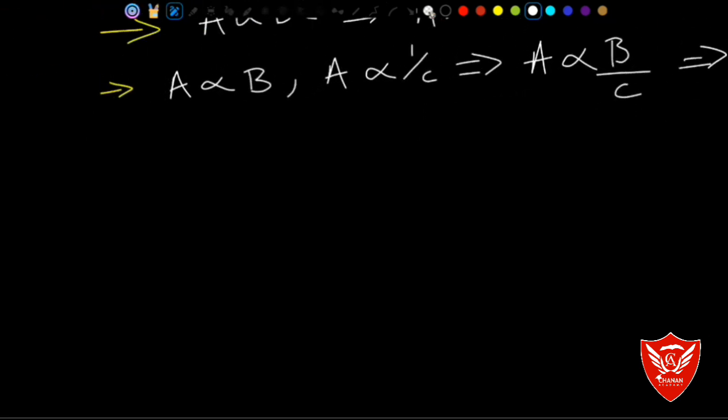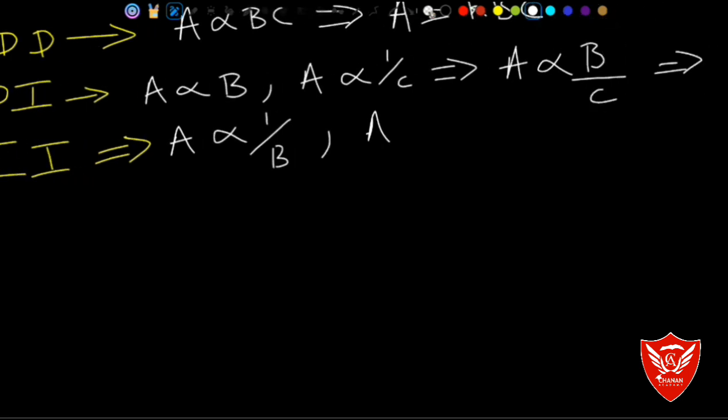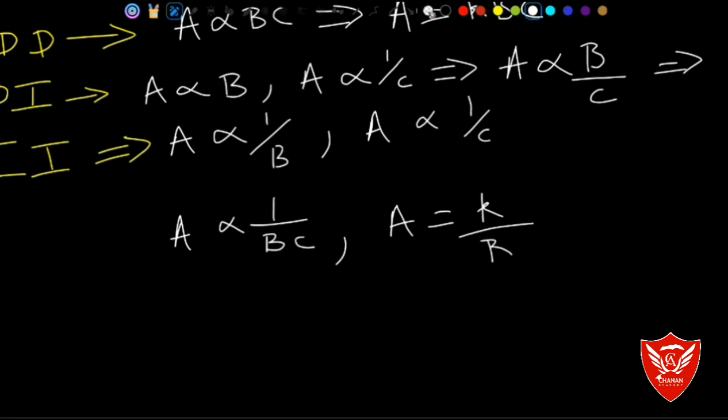And for this third one, which is inverse, we can have that a varies inversely as b, and also a varies inversely as c. Then we can say a varies inversely as b and c when we combine them. Therefore we can introduce the constant of proportionality, then a equals k over bc. This is what joint variation means.